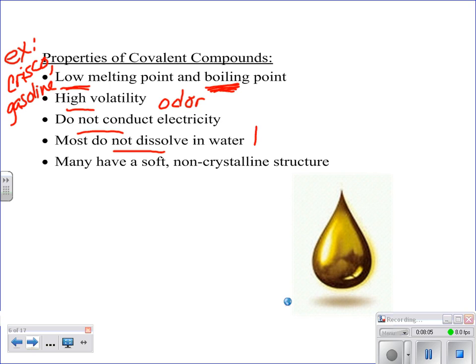That's true, but some do. I just don't want you to get stuck on that because it's very possible for some of them to dissolve in water as well. And then typically you're not talking about a real hard structure because it's not near as strong of a bond. Instead you'll have softer non-crystalline structures. Oftentimes they'll exist as solids, liquids, or gases. It could be any of those.